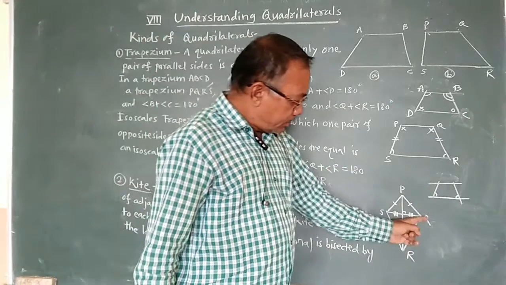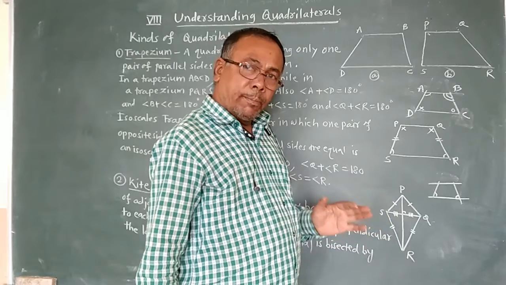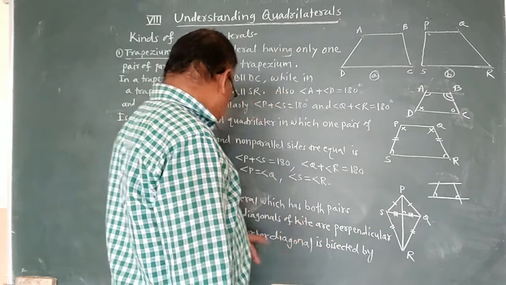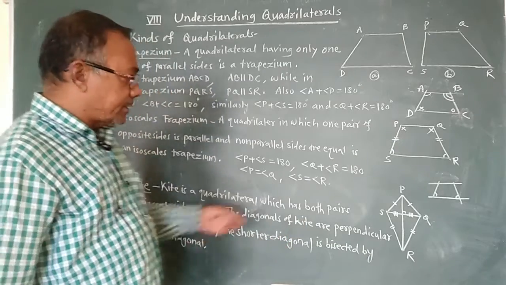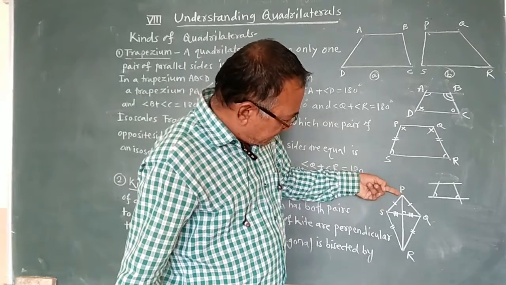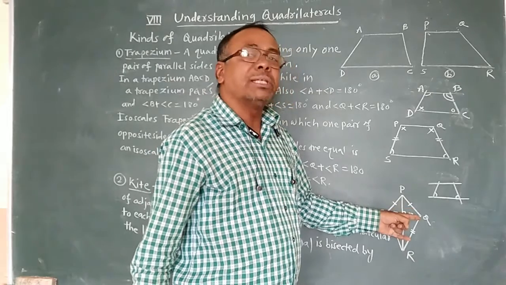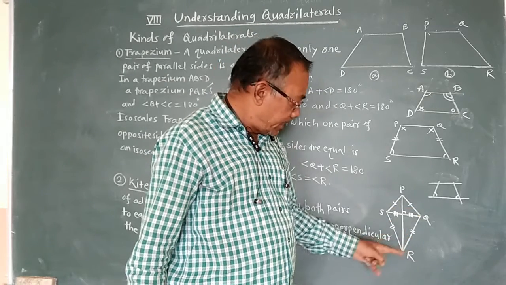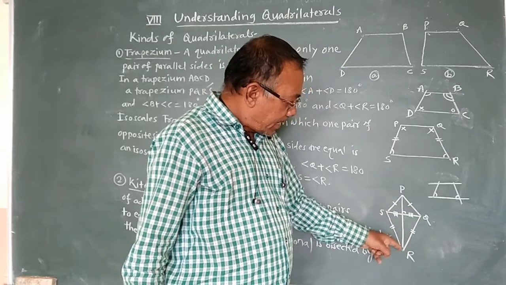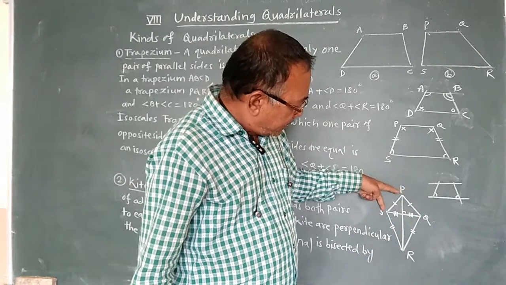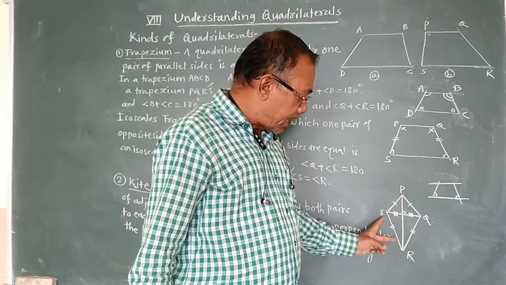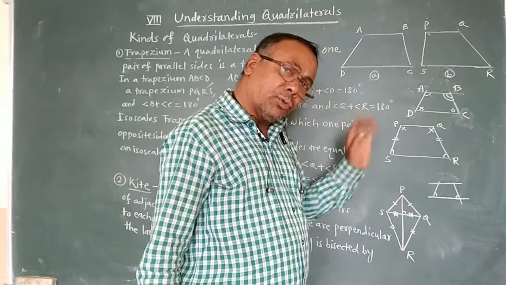Here PQRS is a kite in which the pairs of adjacent sides, means PS and PQ, these are the adjacent sides. Similarly, RS and RQ are the adjacent sides, and therefore PS is equal to PQ. Similarly, RS is equal to RQ.